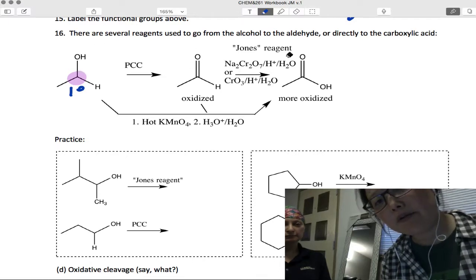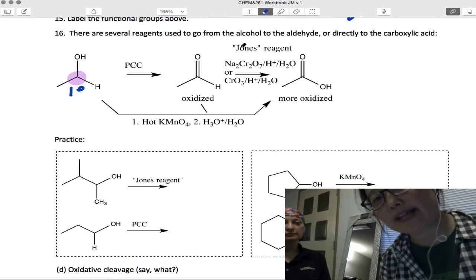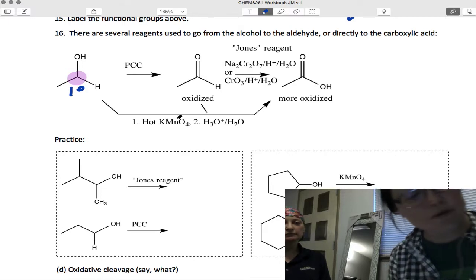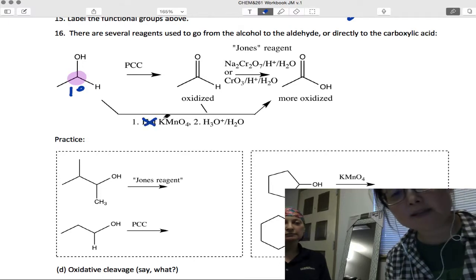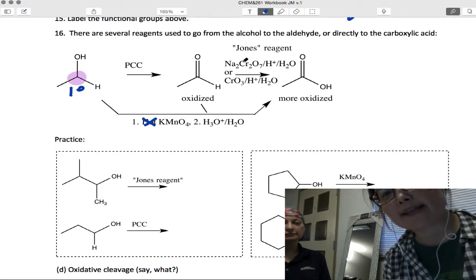If you go all the way, you've got strong oxidizing reagents, such as Jones reagent, or in other words, dichromate or chromium-based reagents. So you have sodium dichromate in acid or chromium trioxide in acid, or sometimes we just say Jones reagent. So any of those are fine, as well as KMnO4. Now I put hot KMnO4, but I just meant KMnO4. If you have KMnO4, that's also strongly oxidizing, and you will go all the way to the carboxylic acid with either of these reagents here.